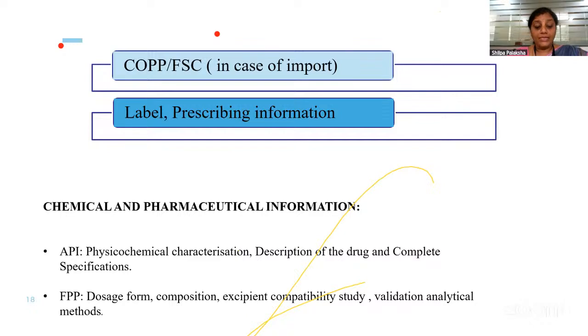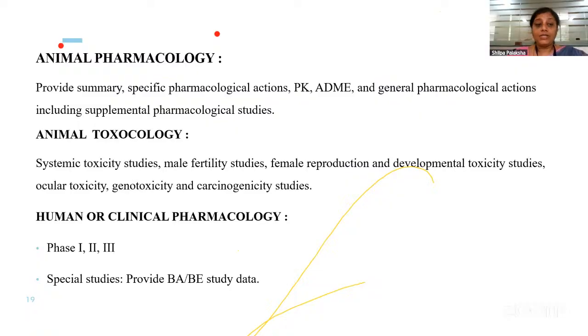And for the different formulations, the dosage form, composition, excipient compatibility studies, and validation of analytical methods have to be mentioned. Animal pharmacology studies should include pharmacological action, pharmacokinetic studies, pharmacodynamics or ADME studies, general pharmacology, including the supplemental pharmacological studies. Animal toxicology studies should include toxicity studies, male fertility studies, female reproduction and development toxicology, ocular toxicity, genotoxicity, and carcinogenicity studies. The human or clinical pharmacology information for phase 1, phase 2, phase 3 has to be provided, and special studies, including a BA/BE study, should also be present.